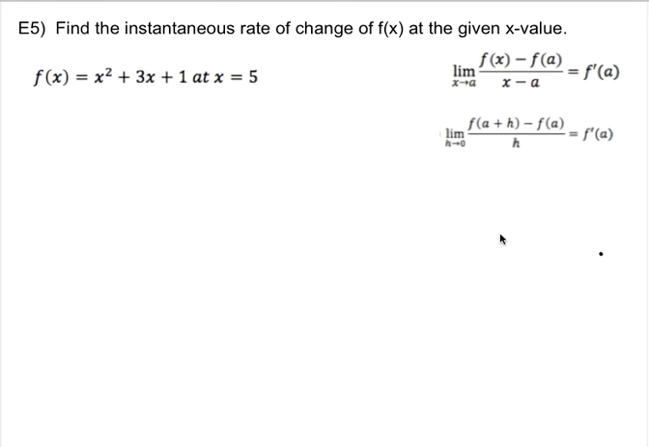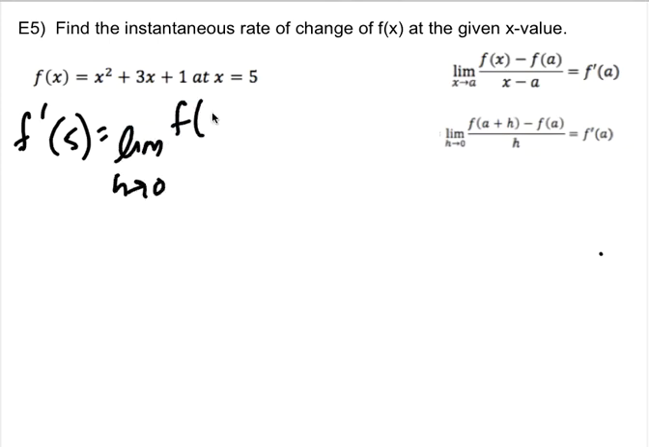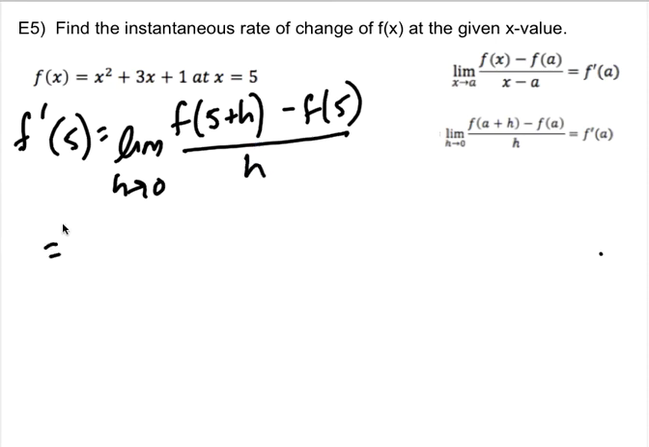So if you chose to do it the second way, the second way to find f prime of 5, you would do the limit as h approaches 0 of f of 5 plus h minus f of 5, all over h. So here's why that's not super fun. What this is going to look like is, f of 5 plus h means anywhere you see an x, you plug in a 5 plus h.